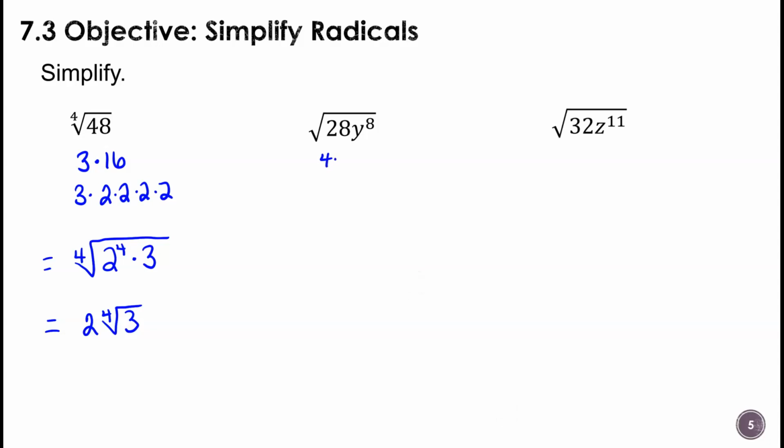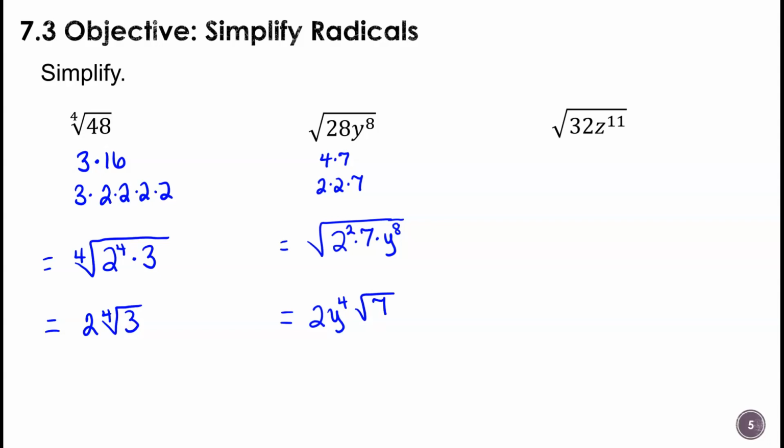So this is 4 times 7, which is 2 times 2 times 7. Okay, so I'm going to have 2 squared times 7 times y to the 8th power. Now the shortcut on this is that I simply divide my exponents by 2 to find my roots. So when I divide the exponent of 2 by 2, I get 2 to the first power. When I divide the exponent of 8 by 2, I get y to the fourth power. And then the 7 I can't bring out, and it stays under the radical.